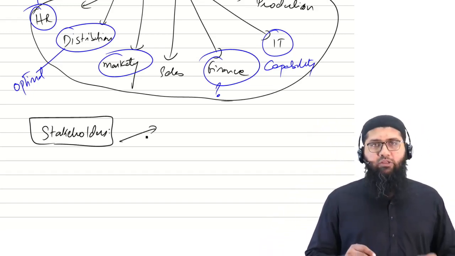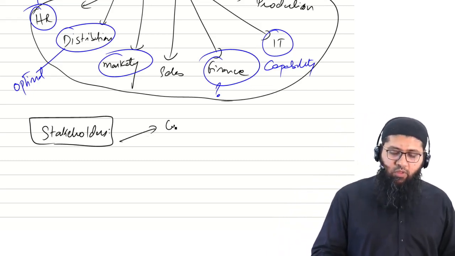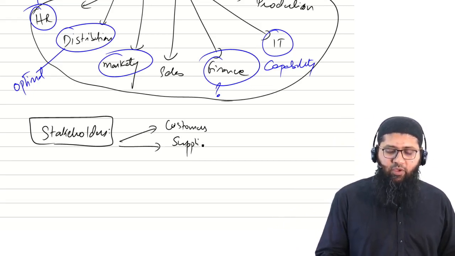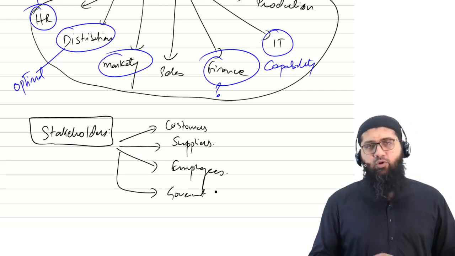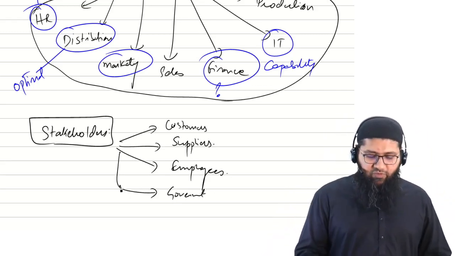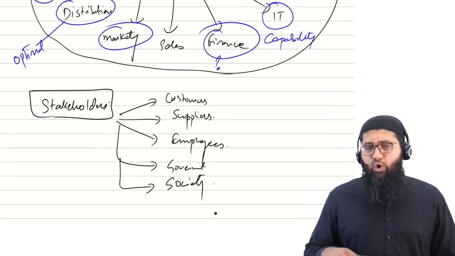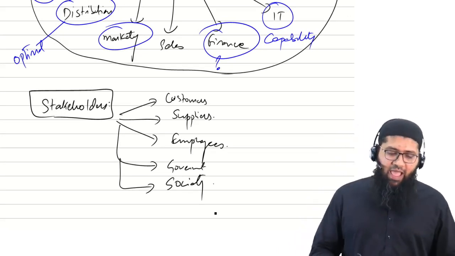When we talk about the concept of stakeholders, there could be different stakeholders. Your customers are your stakeholders. Your suppliers are your stakeholders. Your employees are your stakeholders. The government is a stakeholder. The society in which you are operating is also a stakeholder. There could be multiple different types of stakeholders that the organization could have.